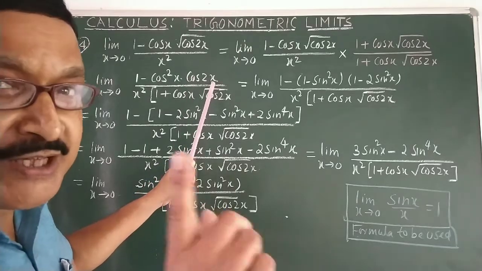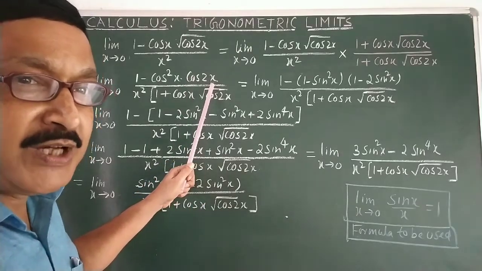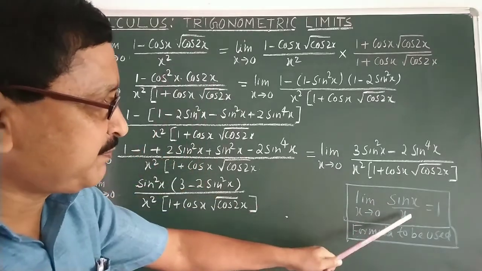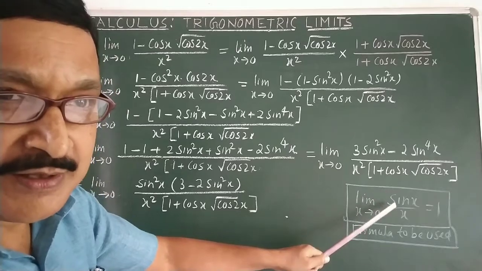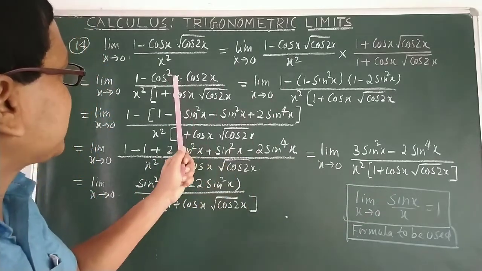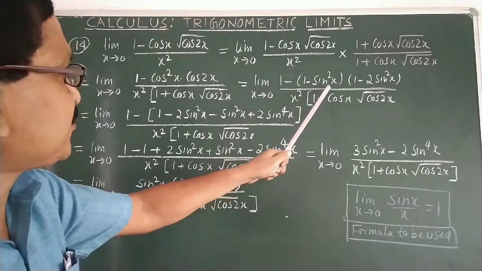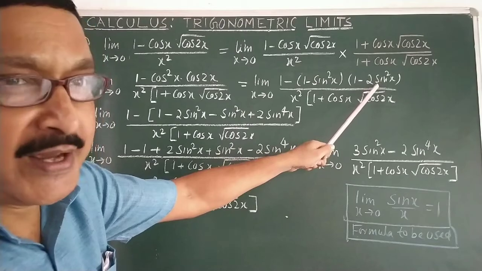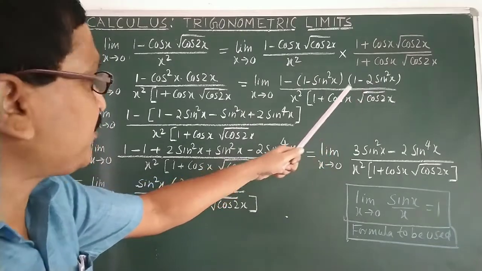This is the rule, the basic rule, the fundamental rule of limits. X square is given and we need sine to consume x. Sin x by x is 1, so all cos's must be converted to sine. So cos square x is 1 minus sine square x, and cos 2x is 1 minus 2 sine square x. From trigonometry the formula came.